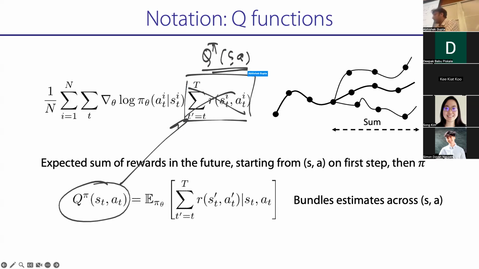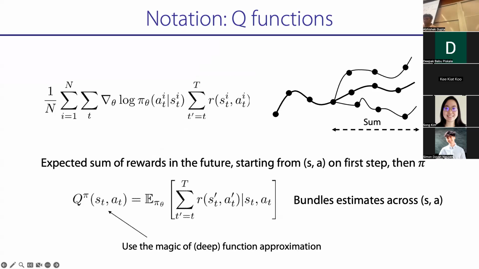The way we're going to connect this to policy gradient is, if we can estimate this Q function a different way, in an off-policy, low-variance way, then we can just sub in the Q function in place of the sum of rewards. That's going to be lower variance. It's going to get rid of some of our problems from earlier. Cool.